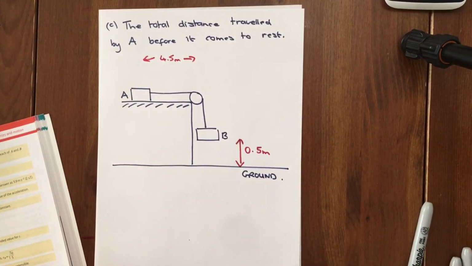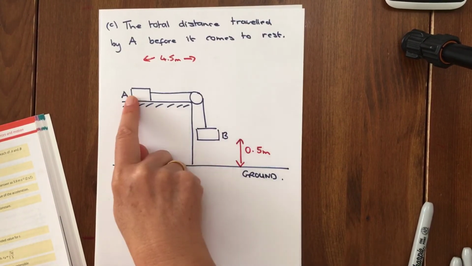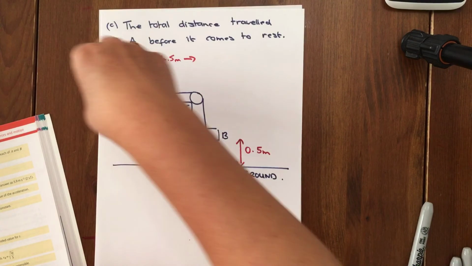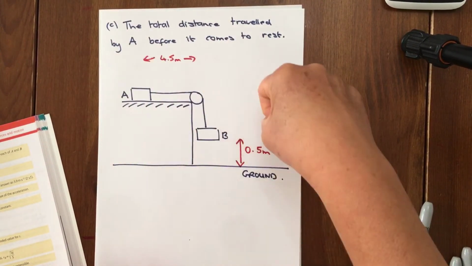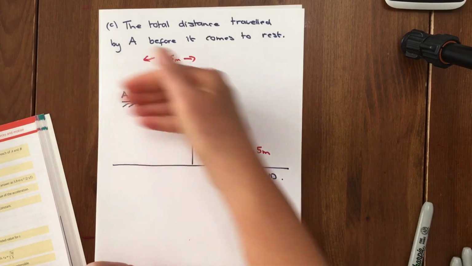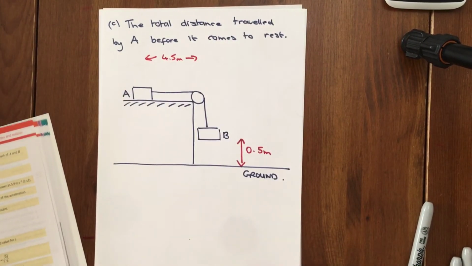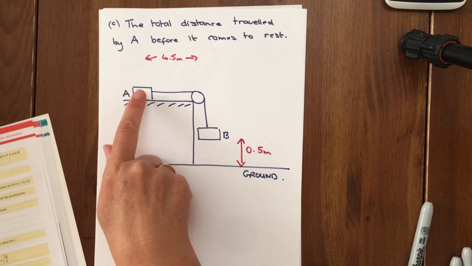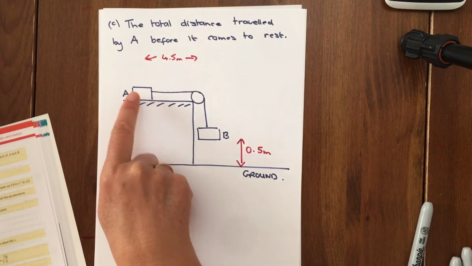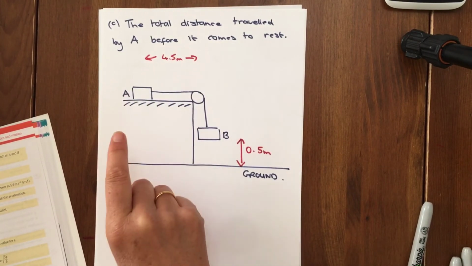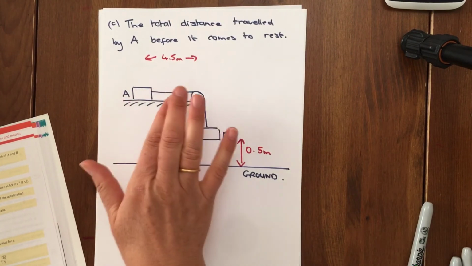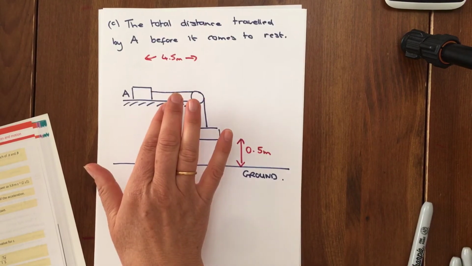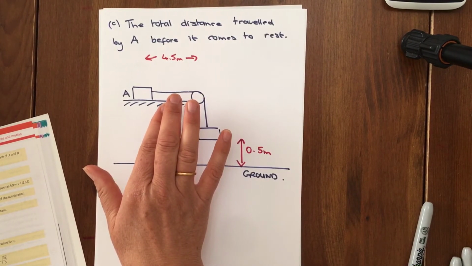Right, so B is going to hit the floor, A is going to travel 0.5 meters, the string becomes slack, A is going to continue moving because it's got speed, but it's going to decelerate because the friction of the table is going to pull it back. Right, so let's see if we can find the deceleration of A once the string becomes slack, then we can use SUVAT on A to find out how far it goes. Yeah, got me? So let's look at what we've got here.